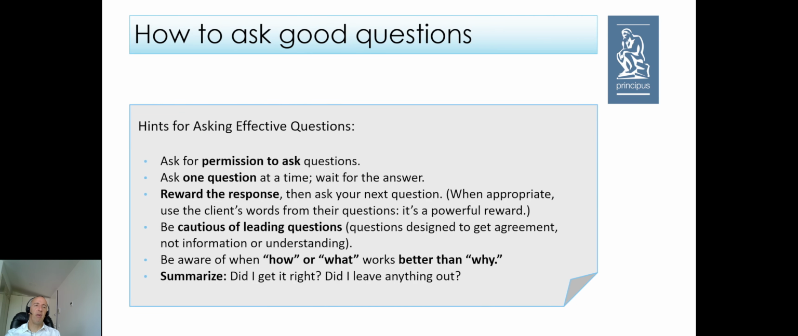Additional hints for asking effective questions are: ask for permission to ask question. Ask one question at a time and wait for the answer. Reward the response, then ask your next question. Be cautious of leading questions. Be aware of when how or what works better than why. At the end, summarize. Ask questions like: did I get it right? Did I leave anything out?